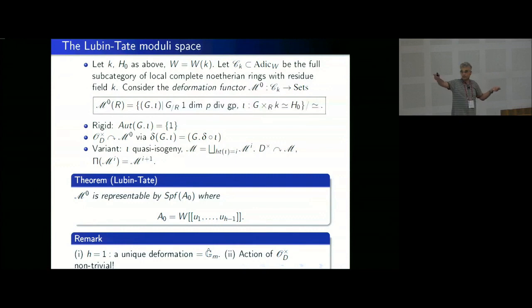Remember that in this category, homomorphisms of adic rings should take the U's to topologically nilpotent elements in R, and these are, of course, elements in the maximal ideal. And that this is functorial. When you change from R to R prime, then things behave well.